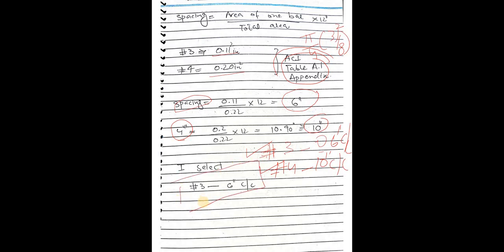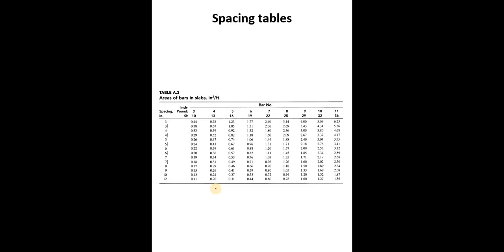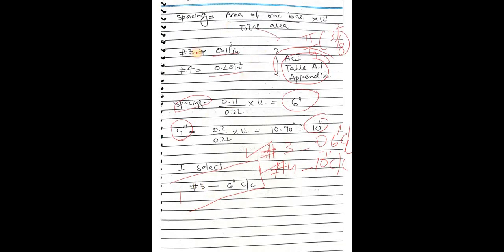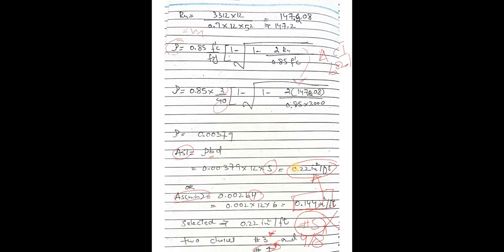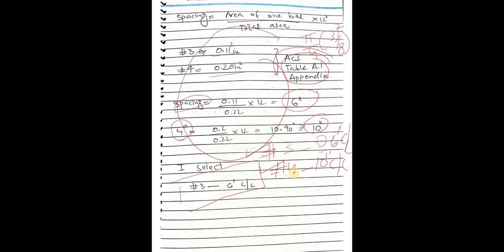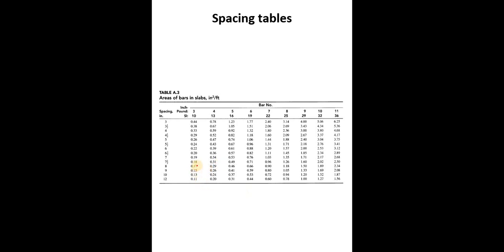If you don't want to use these formulas, you just see what your required area is, 0.22. It means number 3 bars at the rate of 6 inches center to center. If we have to use number 4 steel, it is approximately 10 inches.